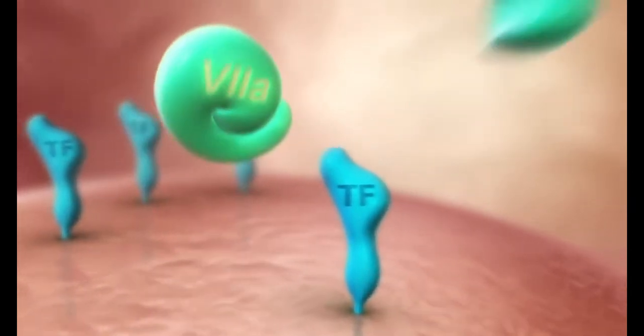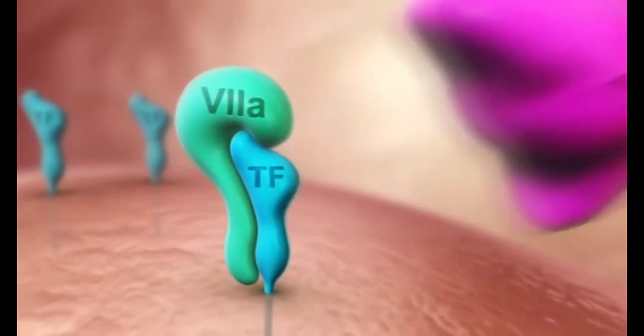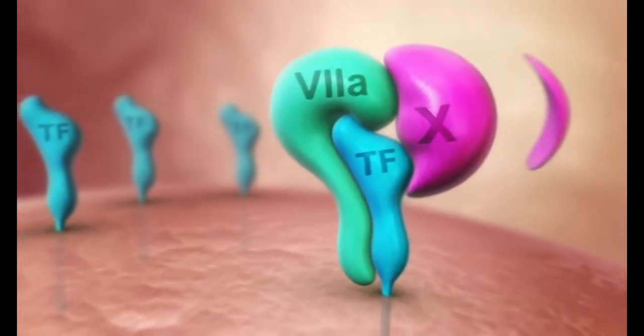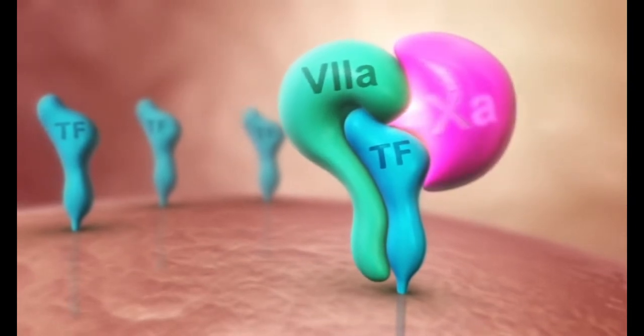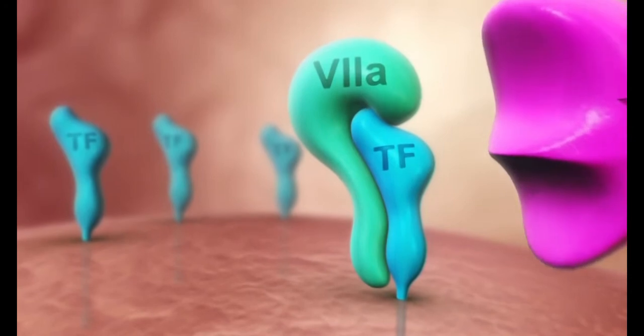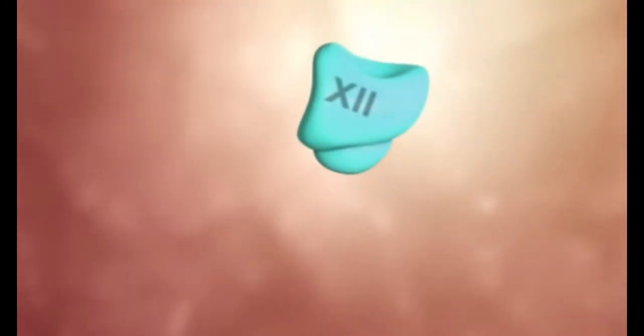factor 7. Finally leading to the activation of factor 10. This factor 10A is the point at which the extrinsic and the intrinsic pathways of the coagulation cascade meet.